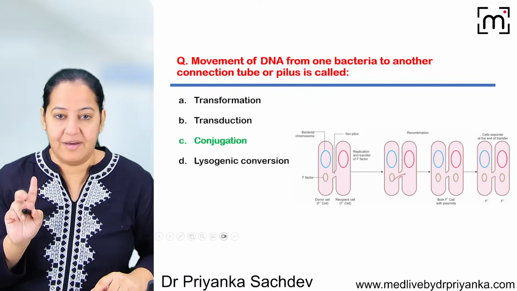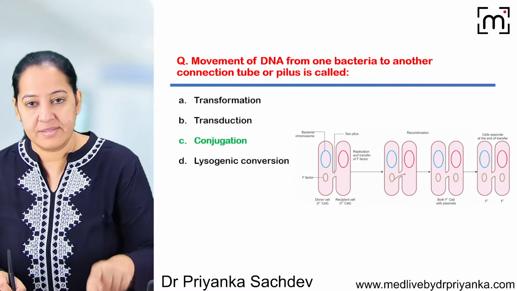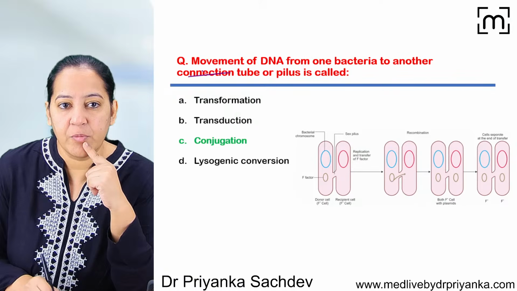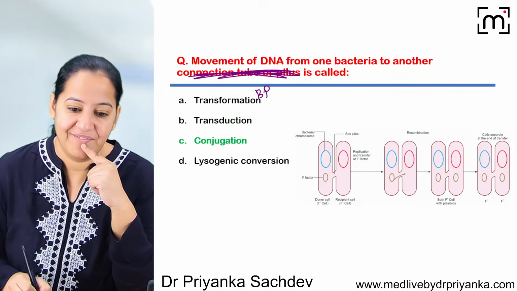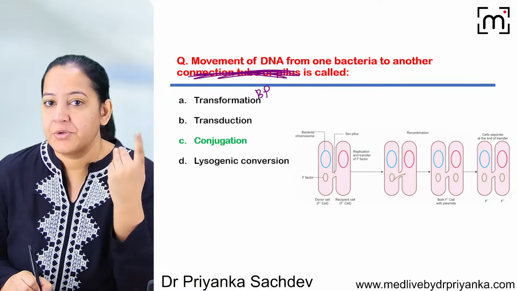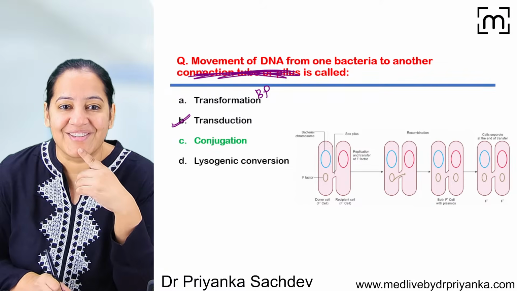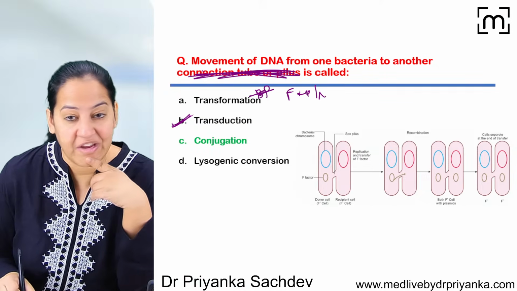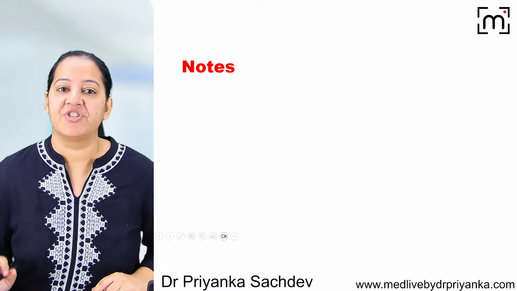I told you two types here, F-factor and R-factor. Okay. Now if we change the same question, currently the answer is conjugation, because I am using the words via connecting tube or pilus. If I change the word and use via bacteriophage, what is your answer? Instead of tube, I am using the word bacteriophage. So transfer of DNA from one bacteria to another via bacteriophage is known as transduction. And if I use the words free or naked DNA which is moving, no agency required, then the answer is transformation. So you get simple questions like that.